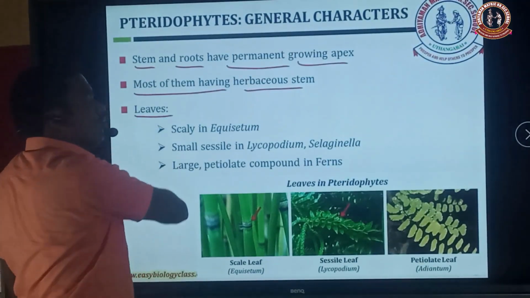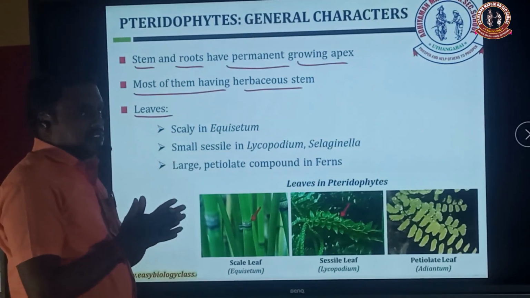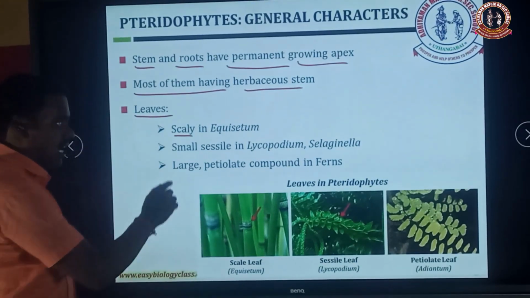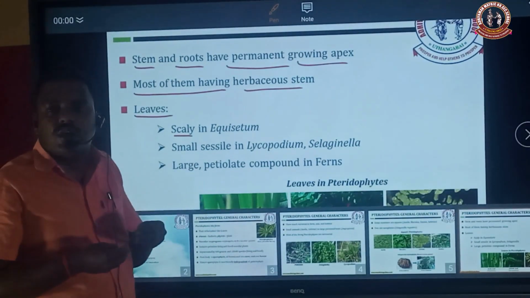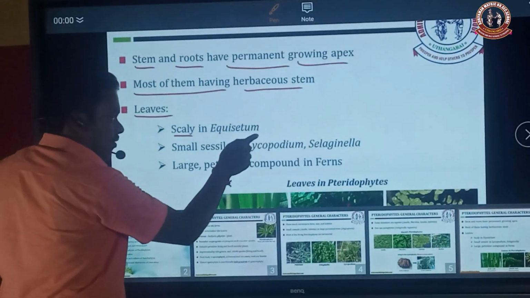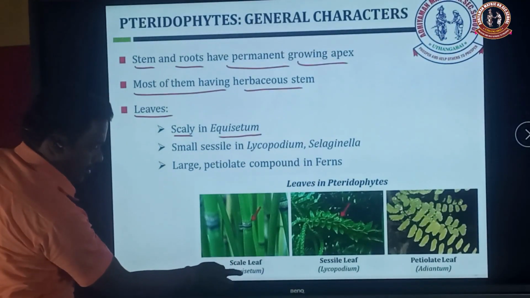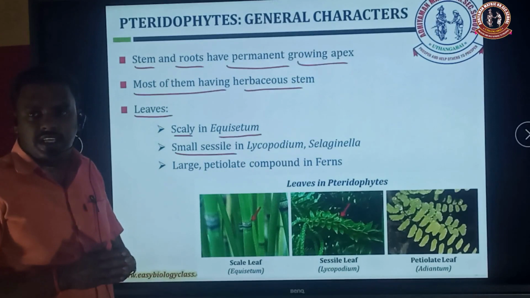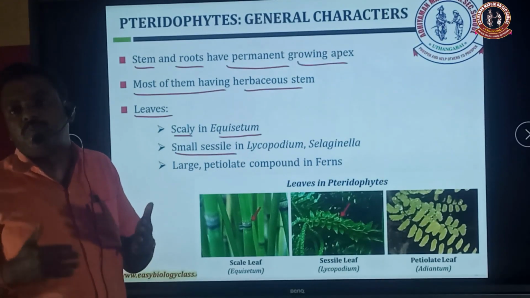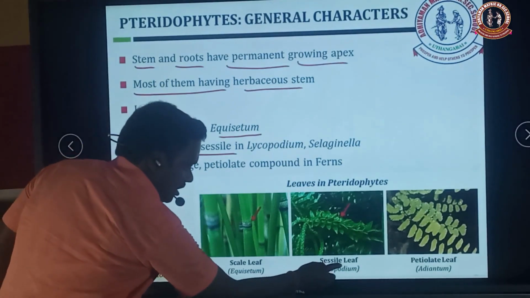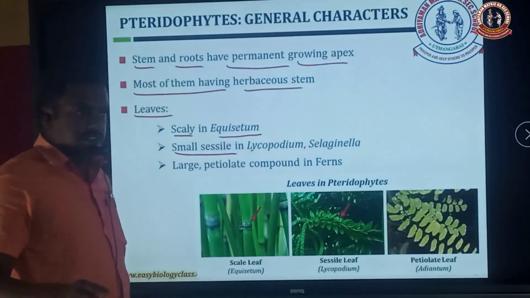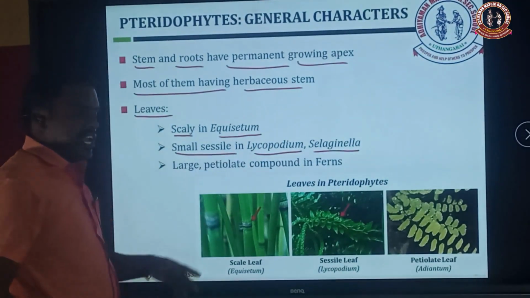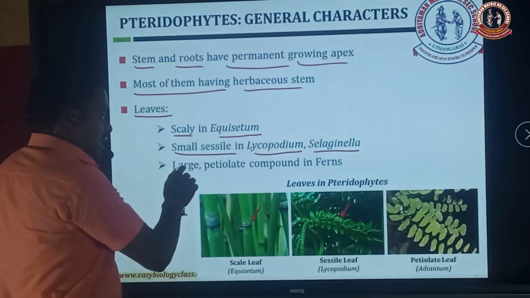The next one is leaves. The leaves of pteridophytic plants: the first one is the scaly leaf, scale-like structures of the leaf system present in the plant. The next one is the small sessile leaf. Sessile means the leaves do not have a petiole. The sessile leaf system is present in two types of plants, Lycopodium and Selaginella. In both Lycopodium and Selaginella, the leaf arrangement is small and sessile.